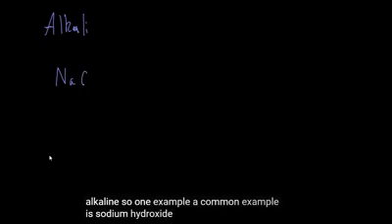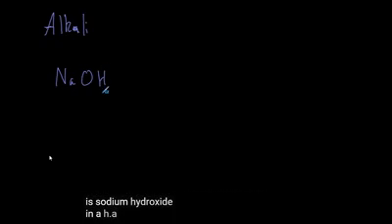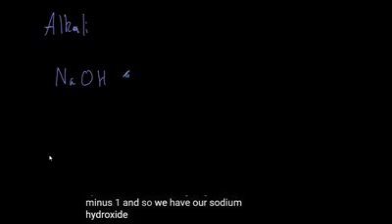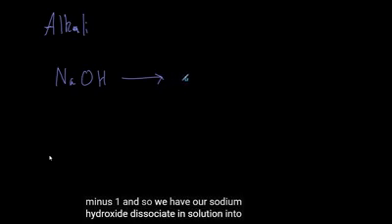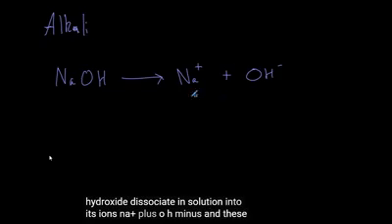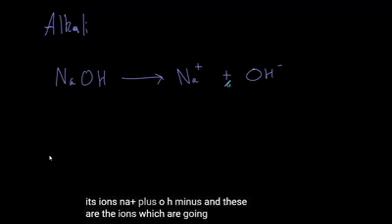So one common example is sodium hydroxide, NaOH. Now important here is that the ions are sodium and not H plus this time, but a hydroxide ion, which is going to be a -1. And so we have our sodium hydroxide dissociate in solution into its ions, Na plus plus OH minus. And these are the ions which are going to be formed.